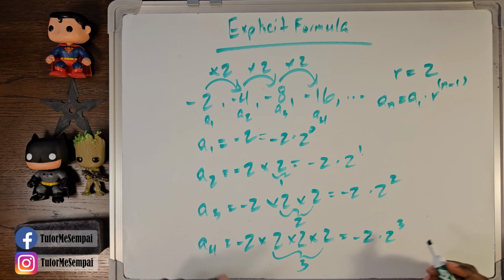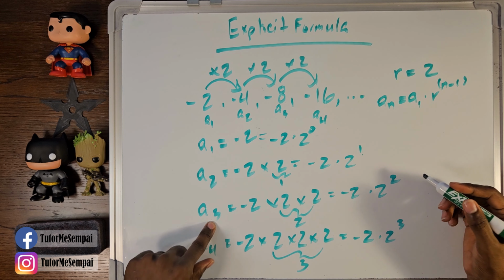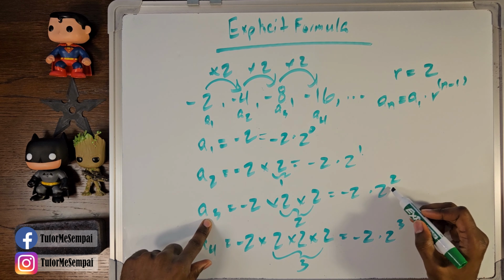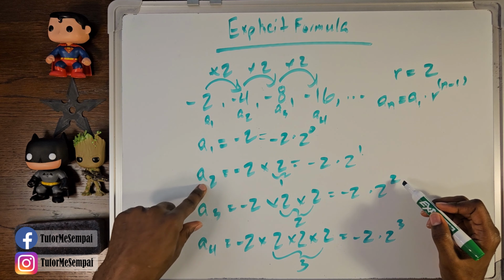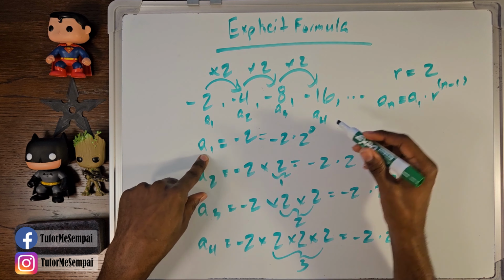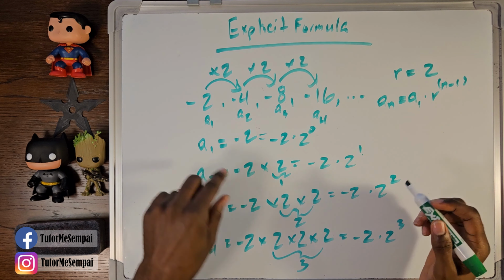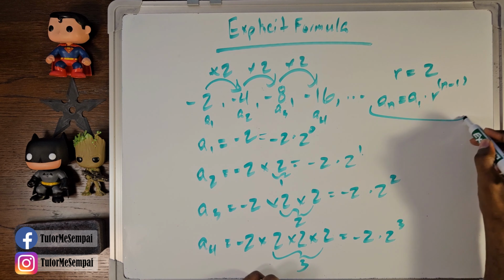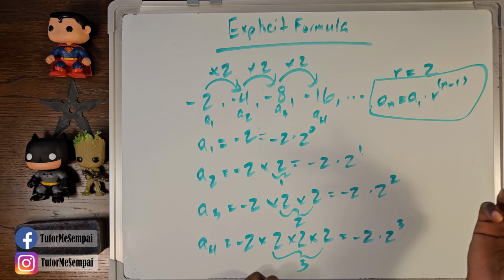But notice that the number of 2's that we're multiplying in this case, 3, is 1 less than the term that we're looking for, our a sub 4. And that's going to be true for all of these. When you want a sub 3, your exponent is going to be 2. When you're looking for a sub 2, your exponent is going to be 1. And when you have your a sub 1, you're going to have an exponent of 0. Therefore, our formula here should make sense.